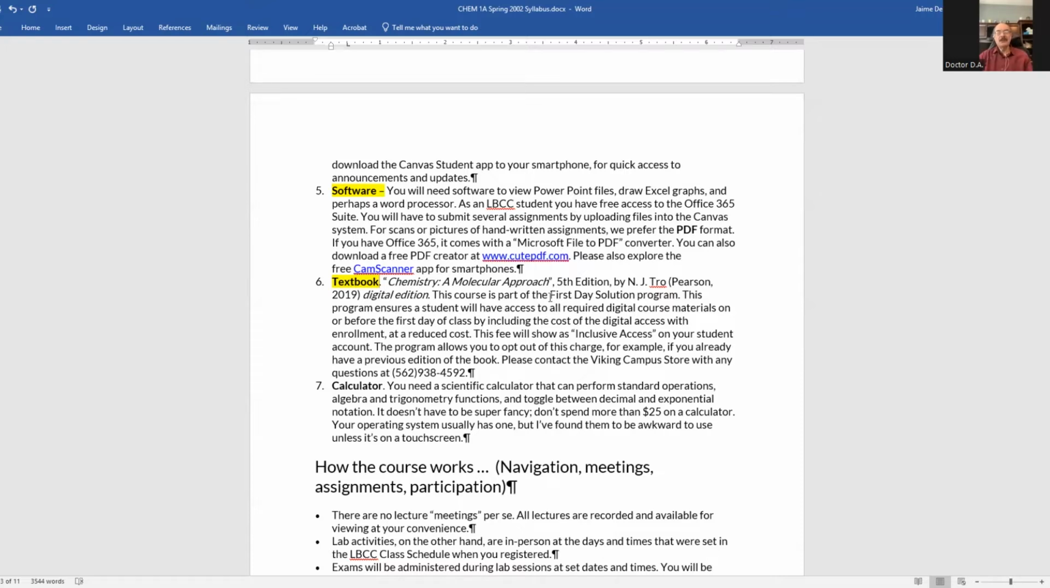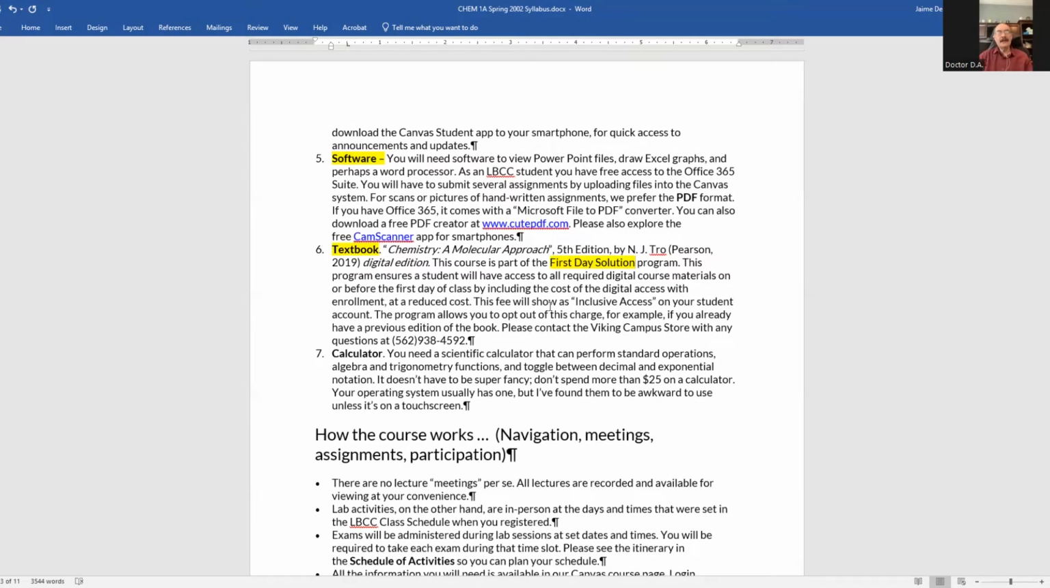If you are registered here, you were automatically registered into the First Day inclusive access program, which means that you've already been charged for the cost of the textbook access. I don't know, somewhere between $30 to $35, somewhere in there. And you can access it through our Canvas shell directly. It is an ebook. Now, if you already have a hard copy, even if it's a 3rd or 4th edition of it, please use that and follow the instructions to opt out of the First Day program.